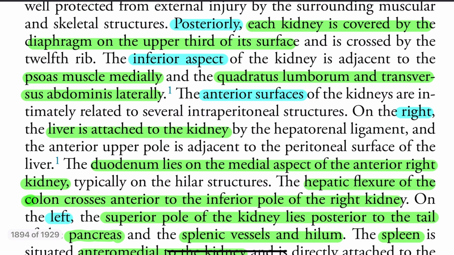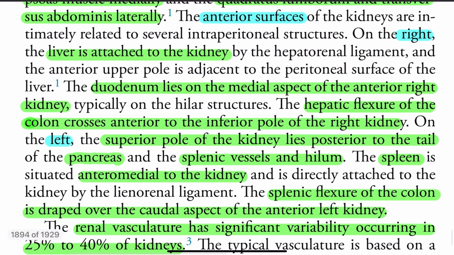Then the anterior surface. On the right side, the liver is attached to the kidney through the hepatorenal ligament. The duodenum lies at the medial aspect of the anterior right kidney. So the duodenum is medial. Then the hepatic flexure of the colon crosses anterior to the inferior pole of the right kidney. All these are not that important, but at least you should have one idea.